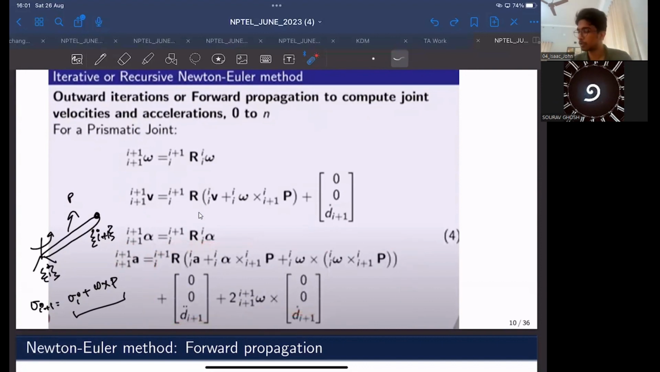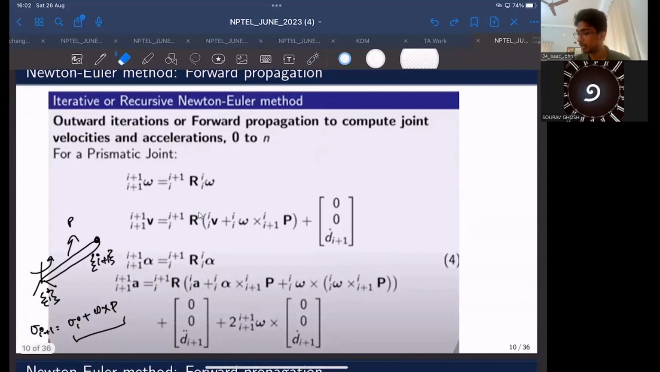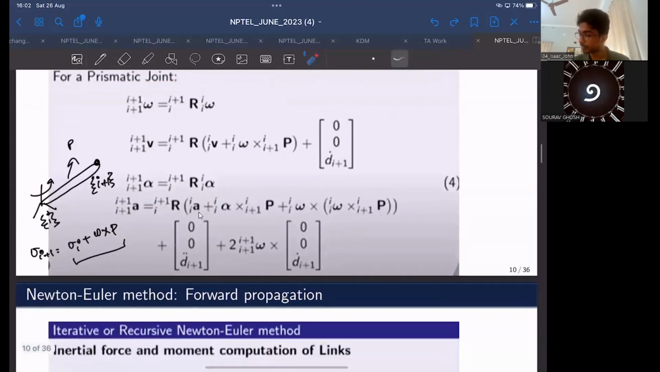Right? And you could also use any textbook regarding rigid body dynamics. They have precise and clear definitions of how to differentiate a vector defined with respect to a rotating frame of reference. And yeah, so far we are still in forward velocity propagation. We have seen the case of a revolute joint earlier. We have also seen the case of a prismatic joint now.